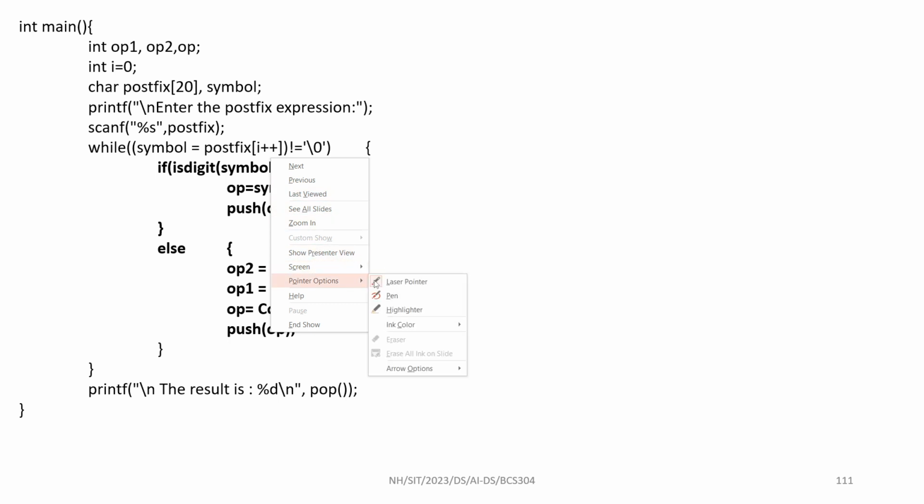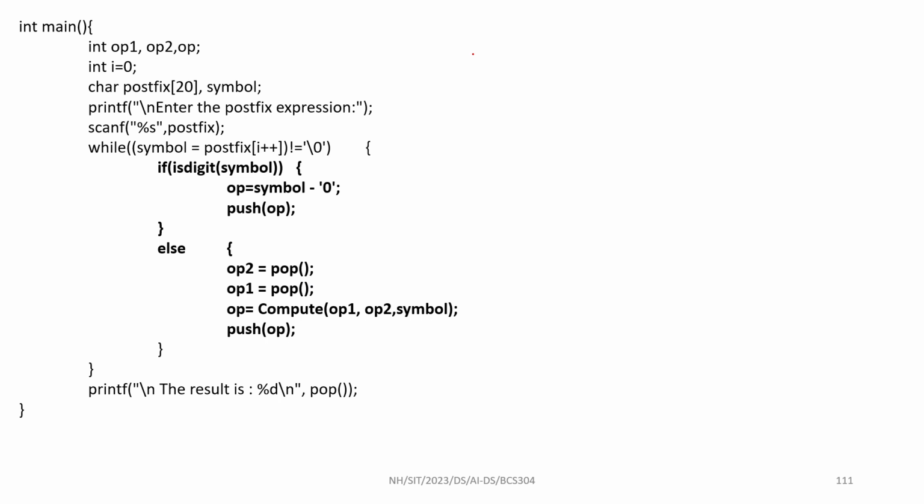Take for example, suppose my input is 1, 2 and plus. This is a simple example. This is my postfix expression. The postfix expression is 1 2 plus, and here the null character starts. The symbol right now scanned is 1. That 1 is a character, represented within quotes. The symbol is character '1'. If the symbol is in the form of a character, we cannot perform arithmetic operations.